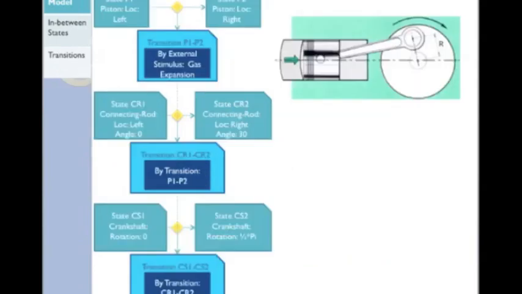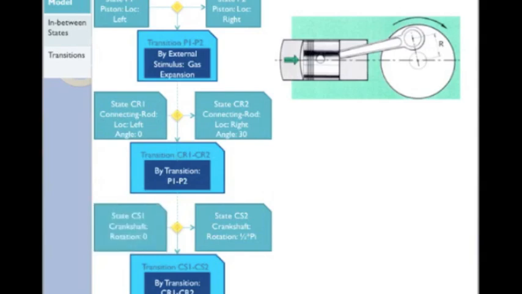Let's take a closer look at the explanation by transition of the piston crankshaft arrangement. We break out the initial state into the initial states of the three separate components. This makes it easier to see what is happening. For the piston in initial state P1, its location is to the left. The crankshaft is located to the left at an angle of 0 degrees. The state of the crankshaft is at rotation angle of 0.